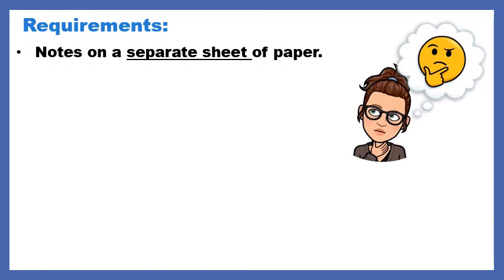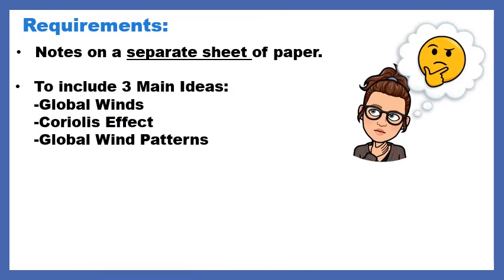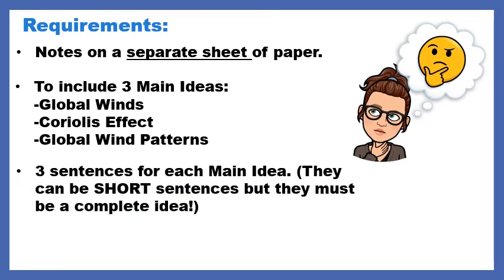So you need notes on a separate sheet of paper. What you're going to do is take your notes, take a picture on your phone, and then submit that through Schoology. I need you to include 3 main ideas in your notes, and they must be global winds, Coriolis effect, and global wind patterns. Also, for each main idea, I need you to write 3 sentences. They can be short sentences, but they must be a complete idea. So I'm not looking for an essay. I'm not looking for a bunch of paragraphs. I'm just looking for sentences that are short and sweet, but make sense.